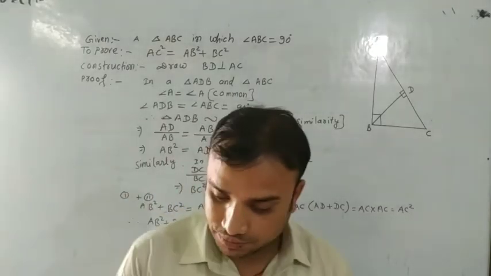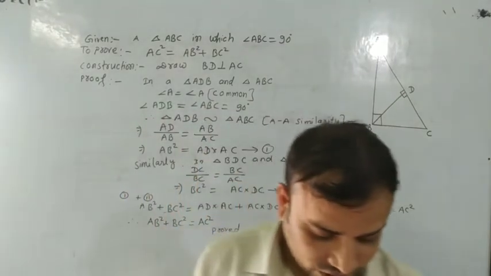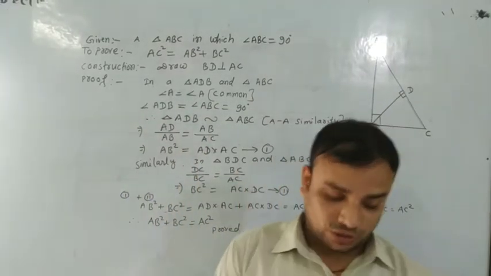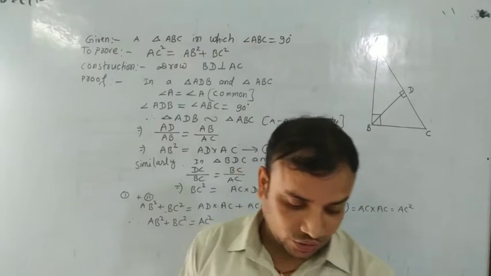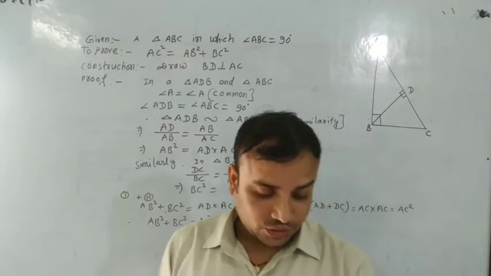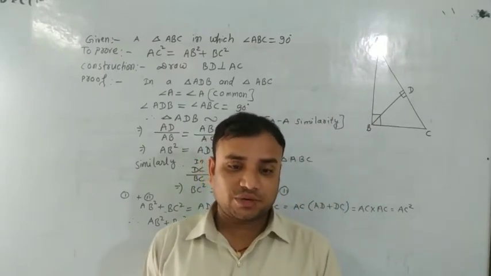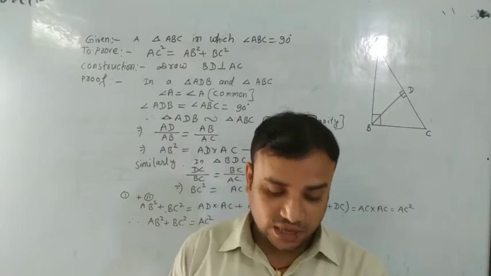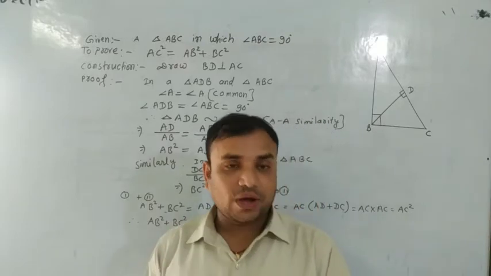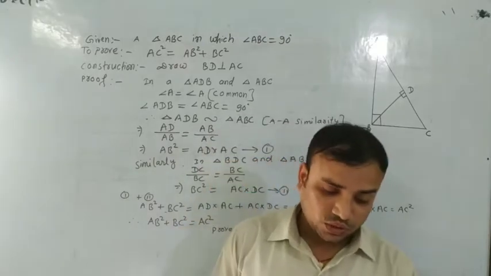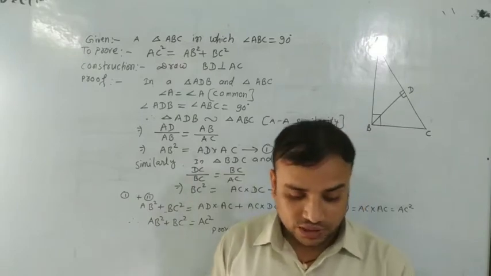Good morning, class 10. Today we will discuss the next theorem, a very important theorem, the Pythagoras theorem. The Pythagoras theorem's general statement states that in a right triangle, the square of the hypotenuse is equal to the sum of the squares of the other two sides.